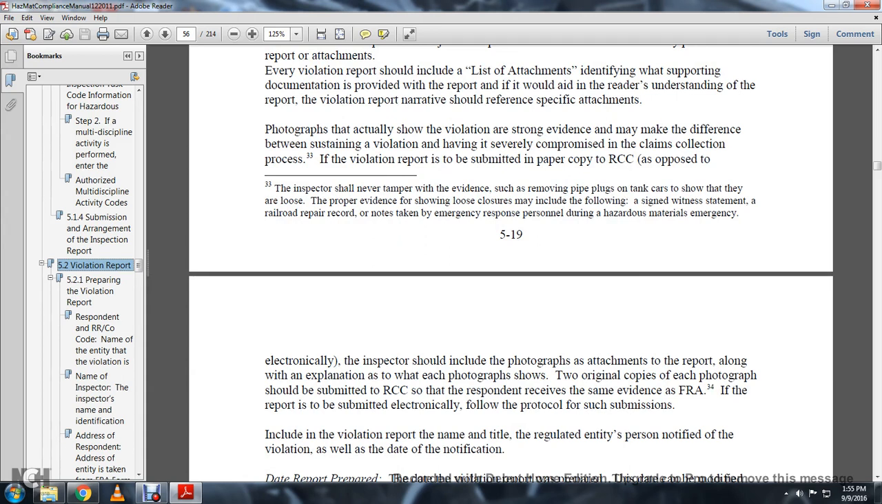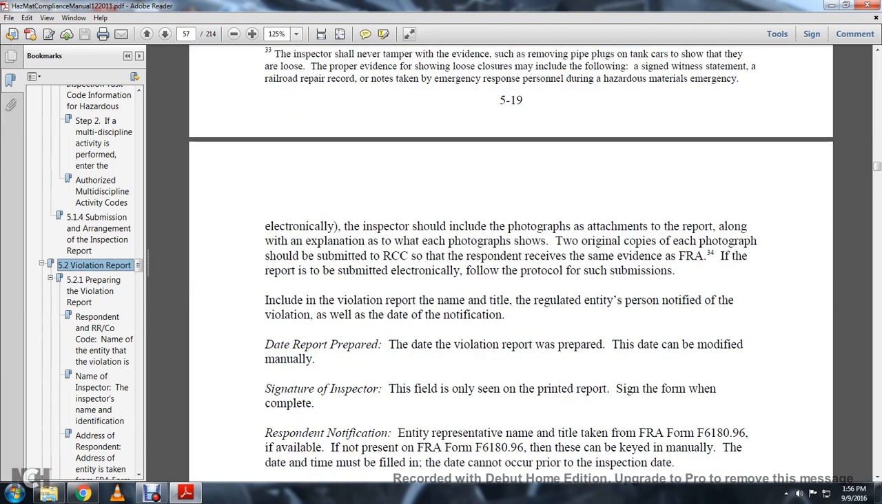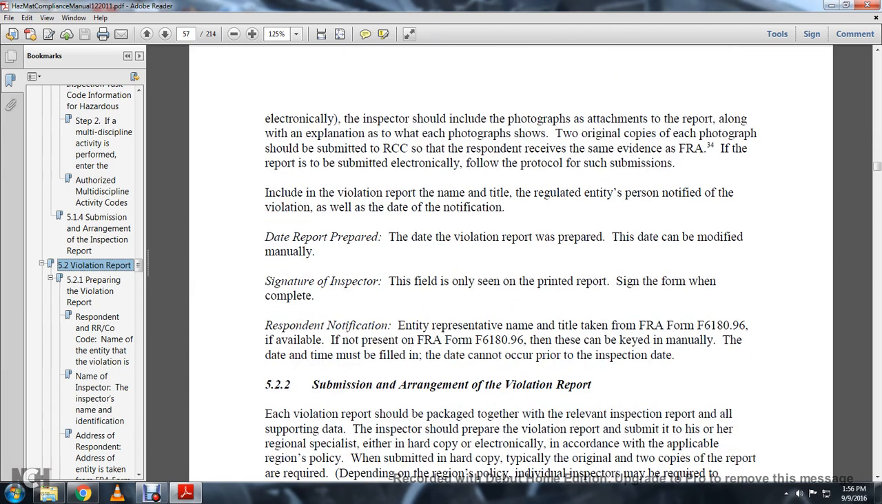If the violation report is submitted on paper, the RRC is opposed to the electronic. The inspection should include the photograph attachment for the report and an explanation of the photographs. Two original copies of the photographs should be submitted to the RRC so the respondent receives the same evidence as the FRA. If the report is to be submitted electronically, follow the protocol for submission.